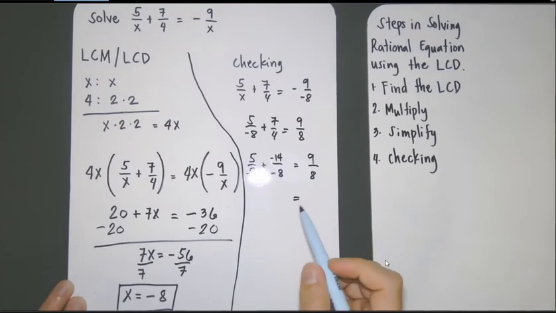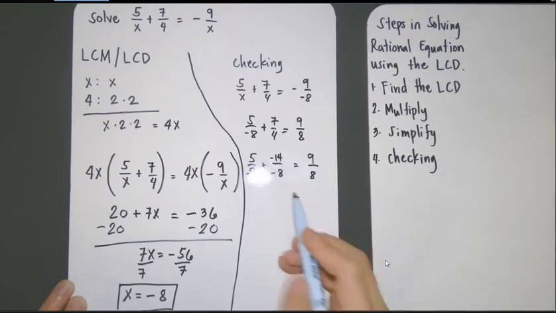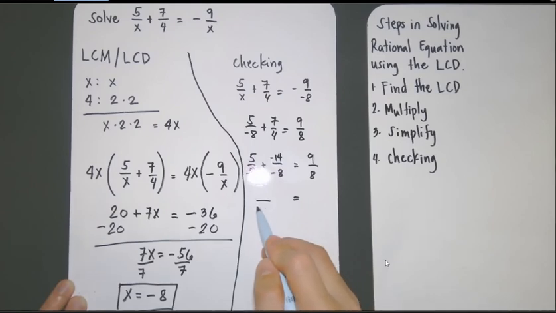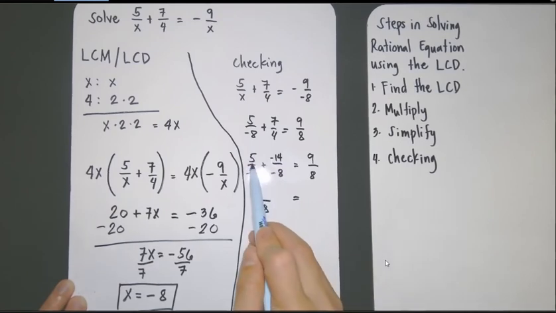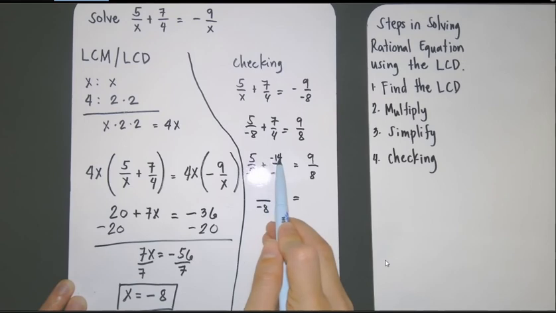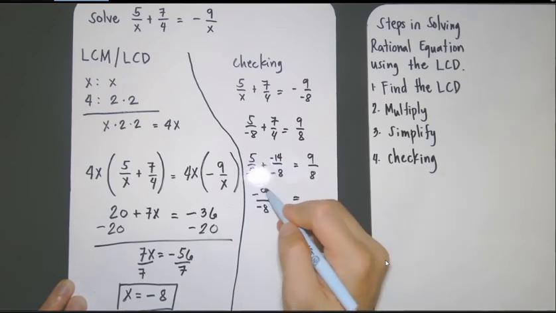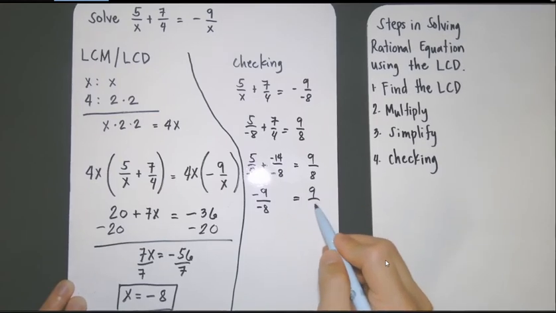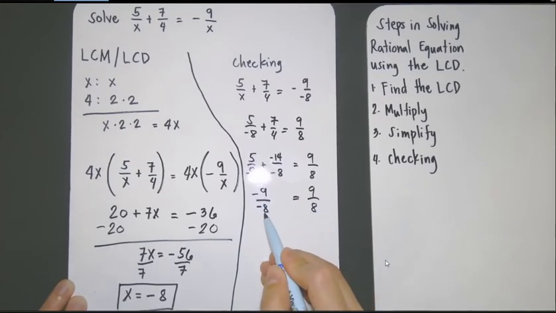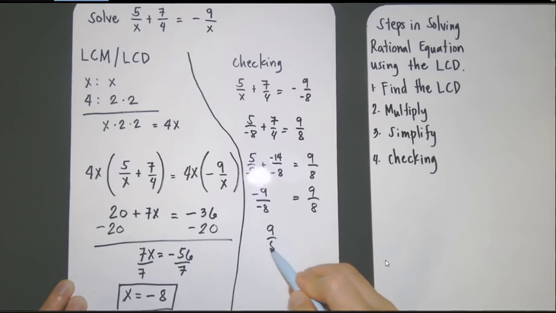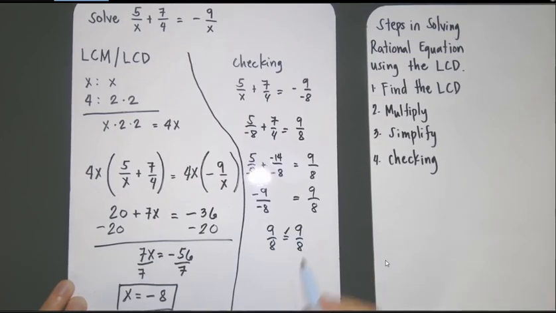Now let's continue our solution here. The denominator is -8. So what is 5 plus -14? That is -9 over -8. What is negative over negative? That's positive. So 9 over 8 is equal to 9 over 8. So our answer is correct because we have the same value on both sides.